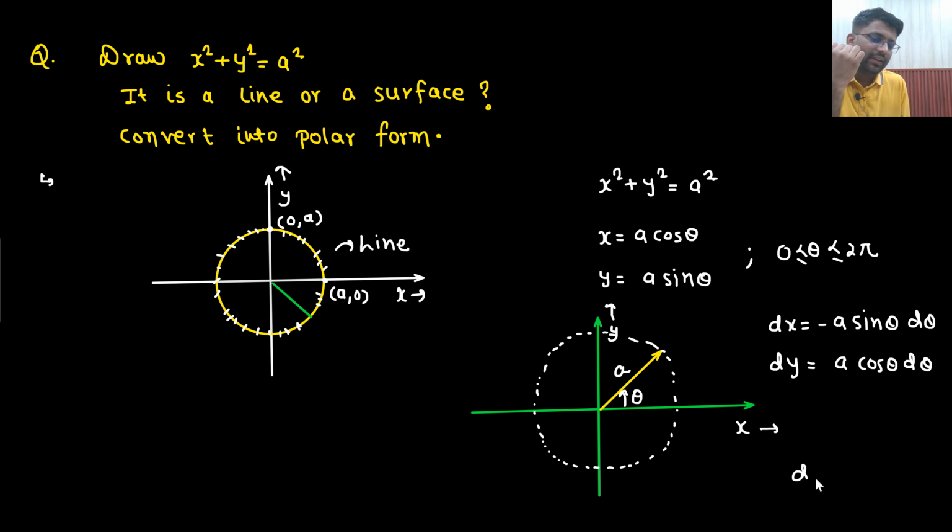Someone would say, then sir, from here dx dy is coming out to be minus A square sin theta cos theta d theta whole square. Here we will not even care about dx dy. Why is that so? Because it is a line, it is not a surface.